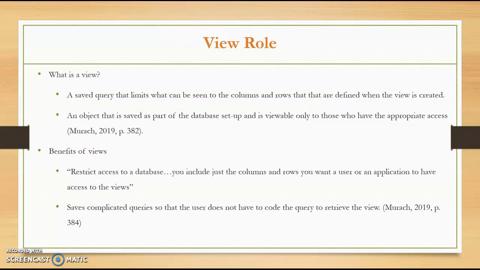A view is a saved query that limits what can be seen to the columns and rows that are defined when the view is created. The view is an object that is saved as part of this database setup and is viewable only to those who have the appropriate access. The benefits of a view include being able to restrict access to a database, since I'm able to include just the columns and rows I want a user or application to have access to. Again, creating that level of security and privacy. In addition, it saves complicated queries so that the user does not have to code the query to retrieve that view, and it can be replicated over and over.